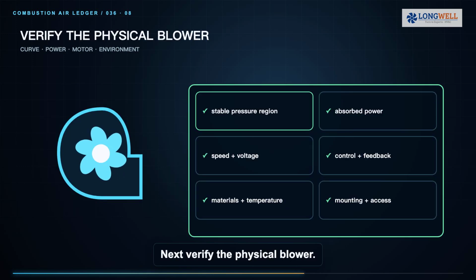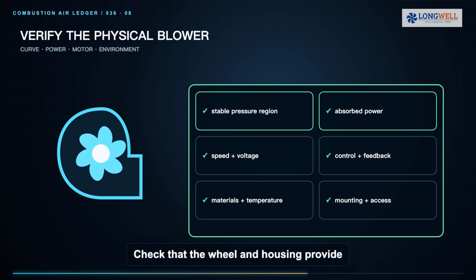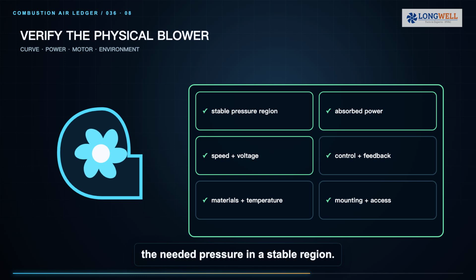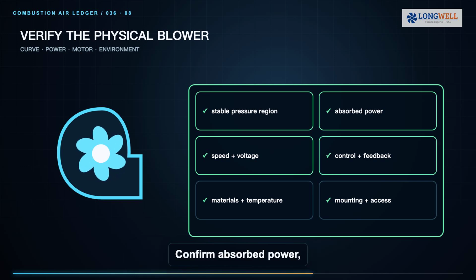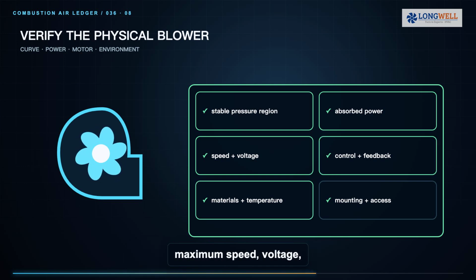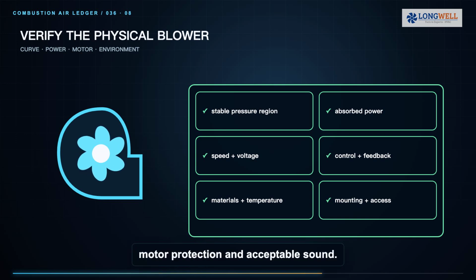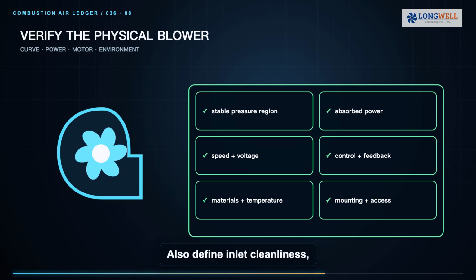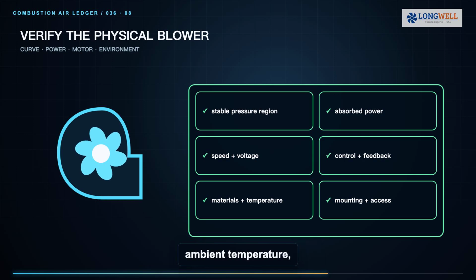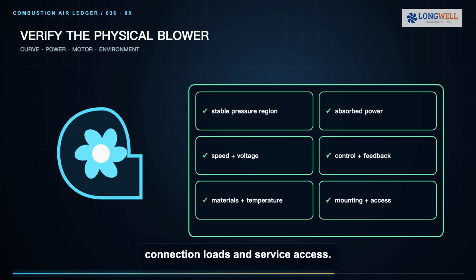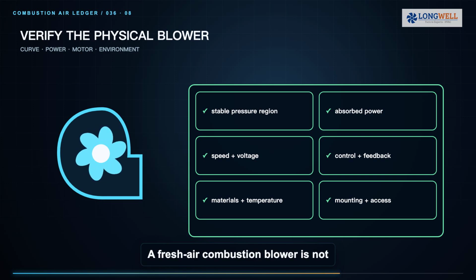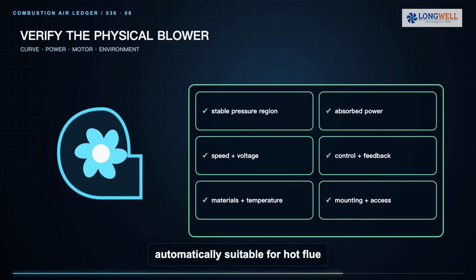Next, verify the physical blower. Check that the wheel and housing provide the needed pressure in a stable region. Confirm absorbed power, maximum speed, voltage, frequency, start frequency, control signal, feedback, motor protection, and acceptable sound. Also define inlet cleanliness, ambient temperature, altitude, moisture, corrosion, vibration, mounting position, connection loads, and service access. A fresh air combustion blower is not automatically suitable for hot flue gas or contaminated recirculation.